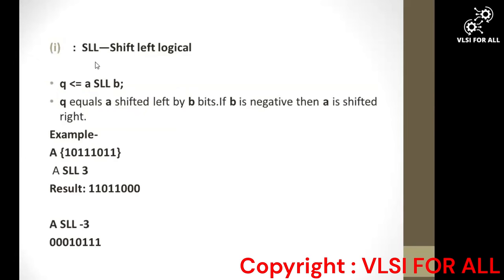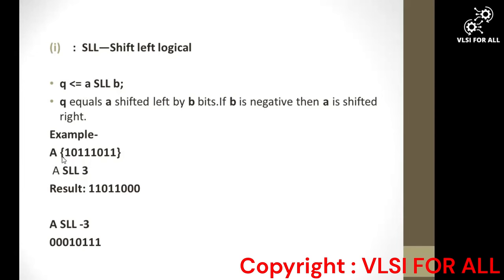The first one is shift left logical. Its syntax is A SLL B. A is shifted left by B bits. A is a number or an array which we have to shift, and B is the number of bits by which we shift the array. If B is negative, then A is shifted towards the right. We will see this by example.